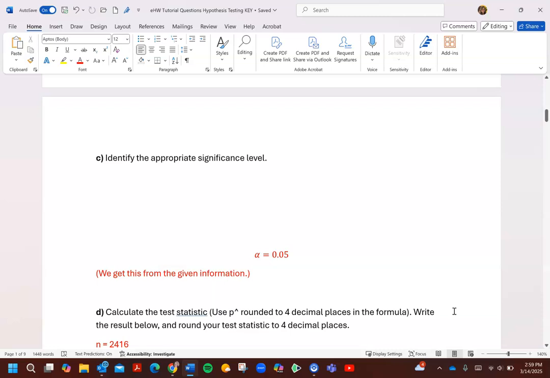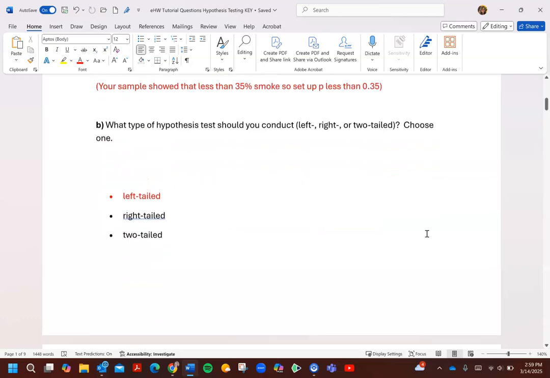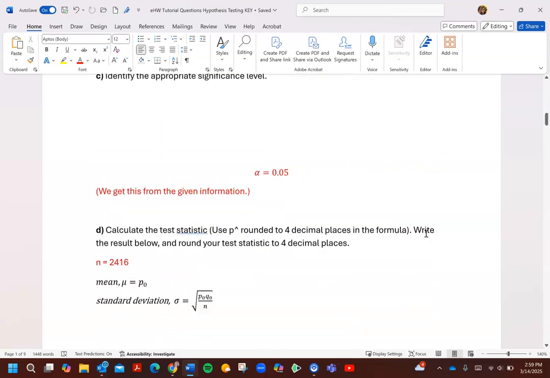You can find the test Z. So our n value we get from that beginning part of the question back up here, that we surveyed 2,416 people. So that's our n. So you want to track that down. And then here are some formulas to use. The mean that we're going to use is the proportion that we're given, the 0.35. And then the standard deviation we would find from taking the square root. Don't forget to take the square root. It's kind of easy not to do that, to just do the middle part.